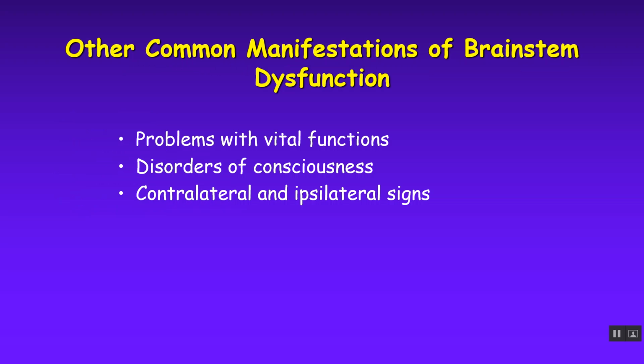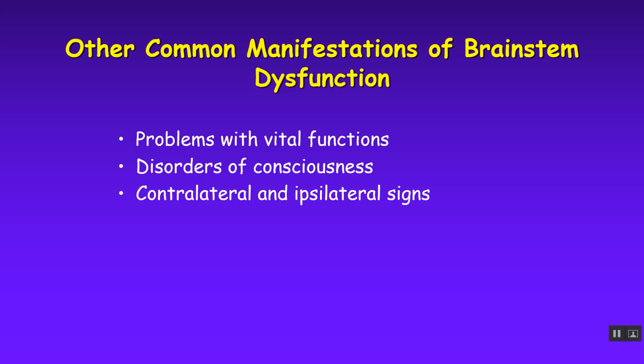Other common manifestations of brainstem dysfunction: vital functions. These people may have really hard difficulty regulating blood pressure, heart rate, body temperature, those kind of things, because you damage any of the respiratory and cardiac centers in the medulla and pons. You damage the dorsal longitudinal fasciculus going down to the sympathetic control. You're going to have regulation of autonomic function problems.